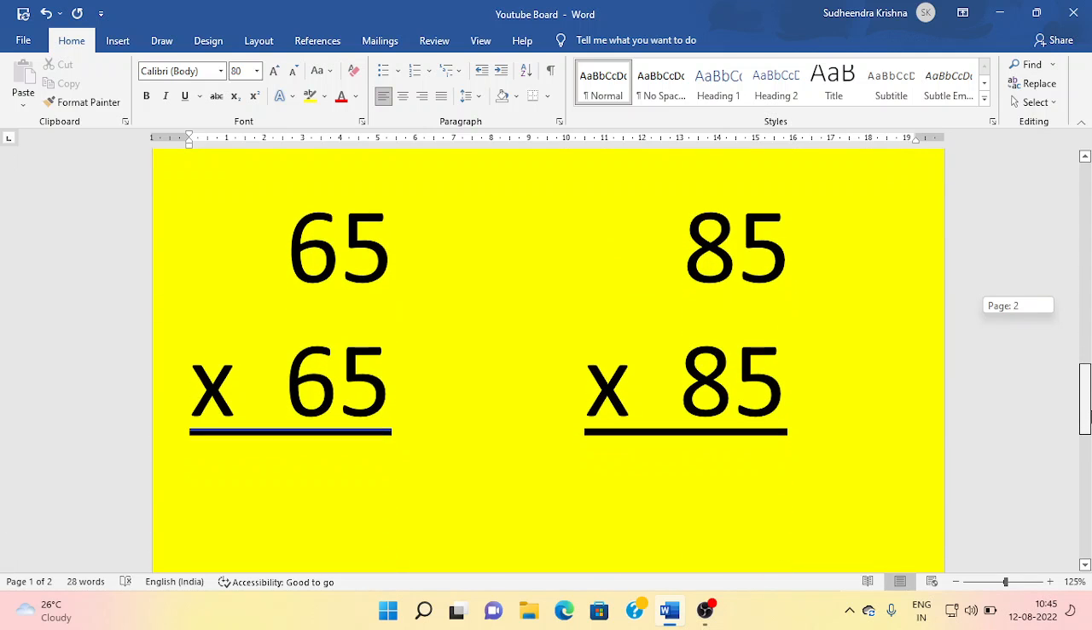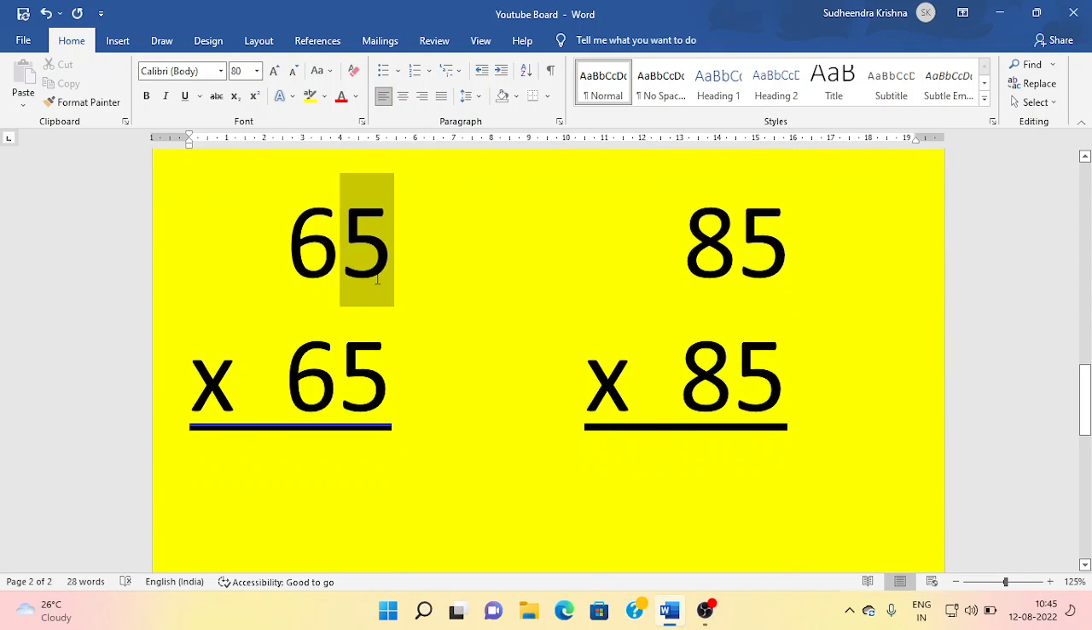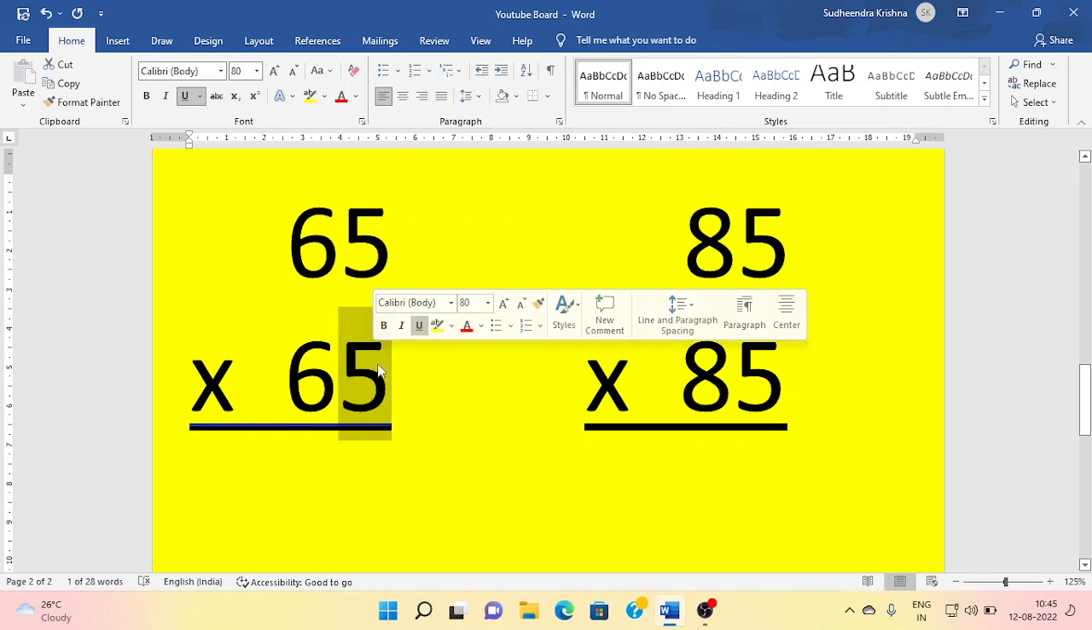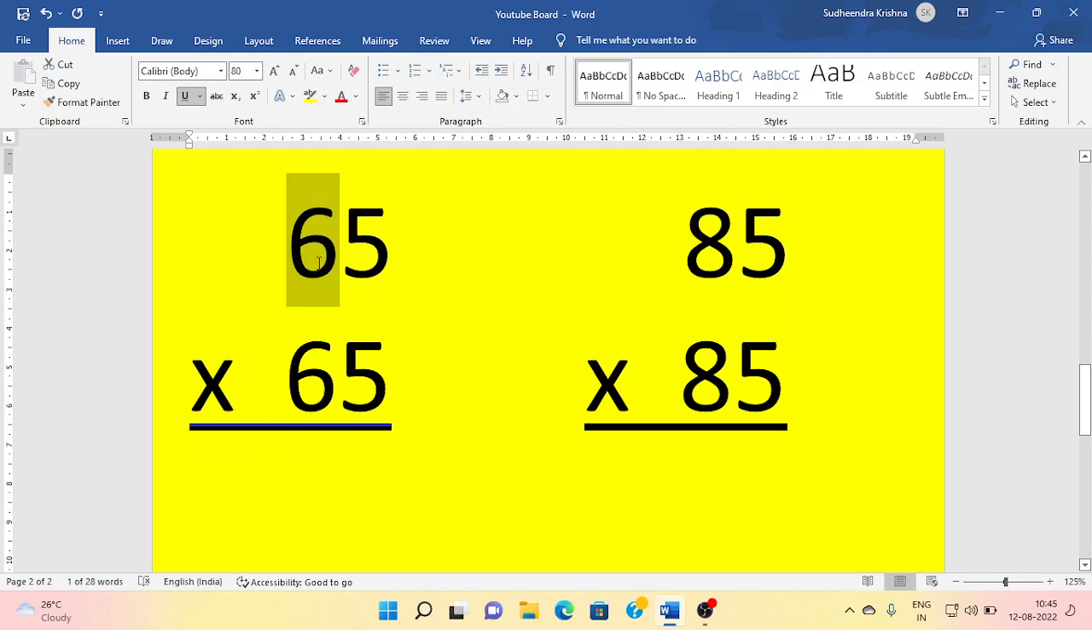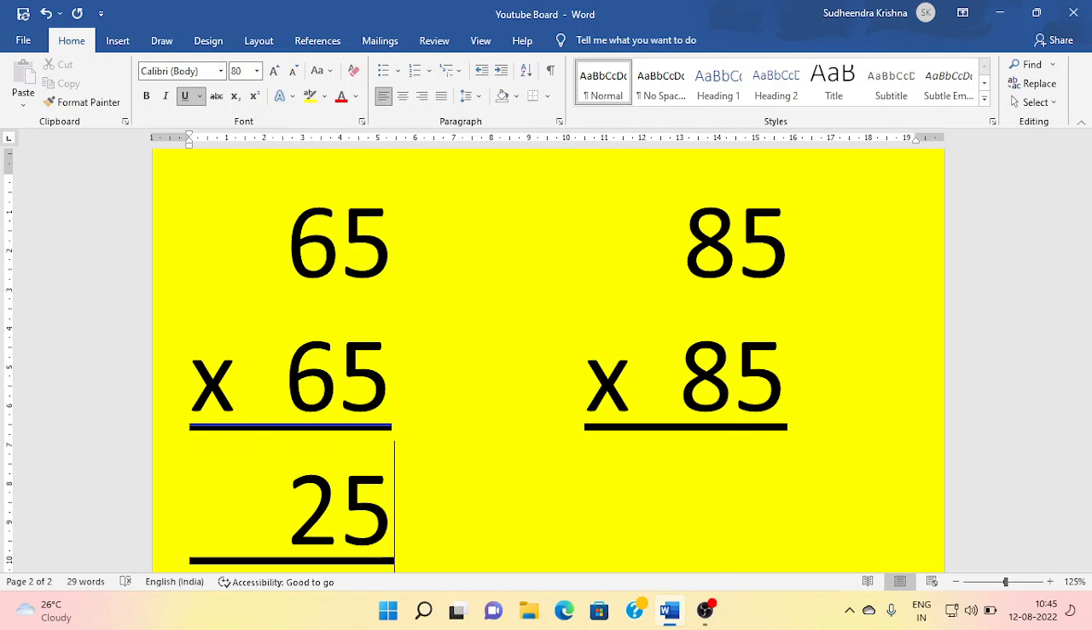Now let us take a few more examples. We have 65 into 65. So 5 plus 5 is 10, and in the tens place we have 6, which is the same in both the numbers. So first multiply 5 and 5. 5 into 5 is 25. Put the 25 as it is.